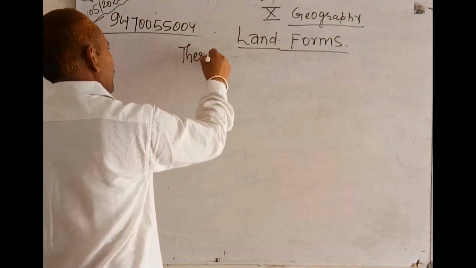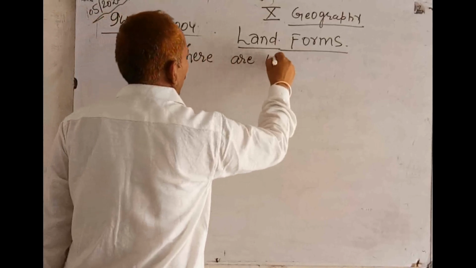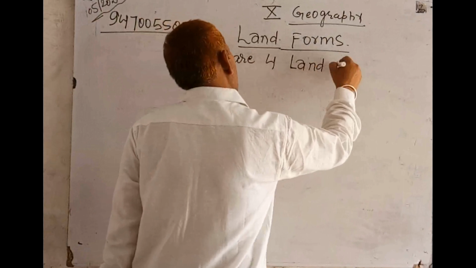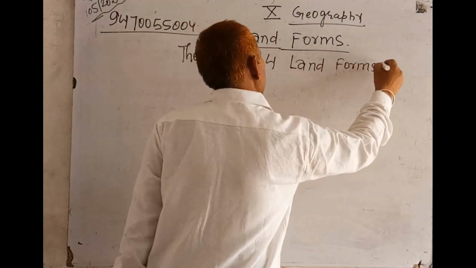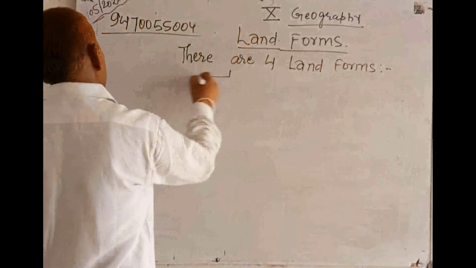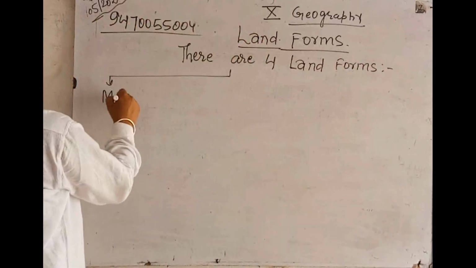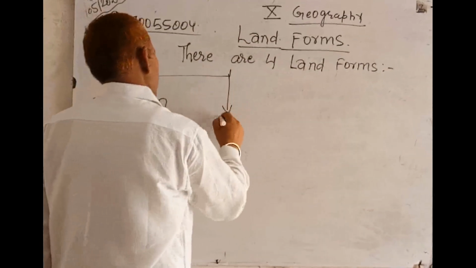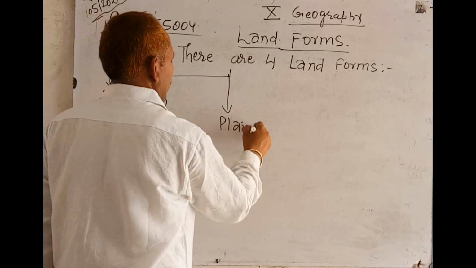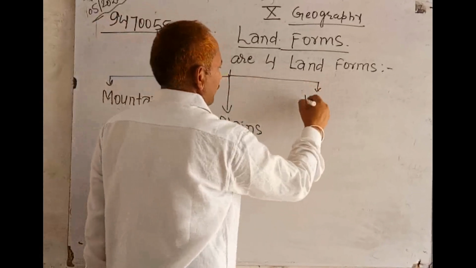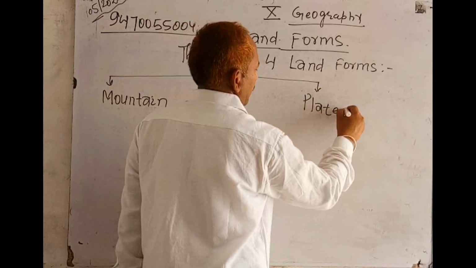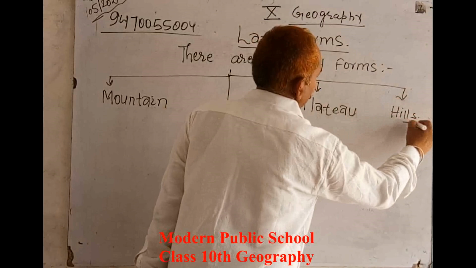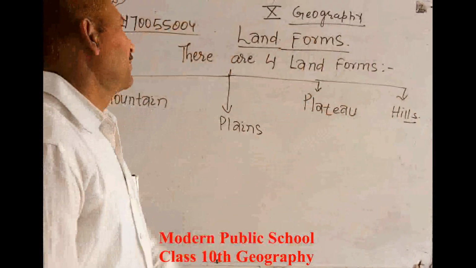There are four landforms. That are mountain, plains, plateau, and hill. These are the four landforms.